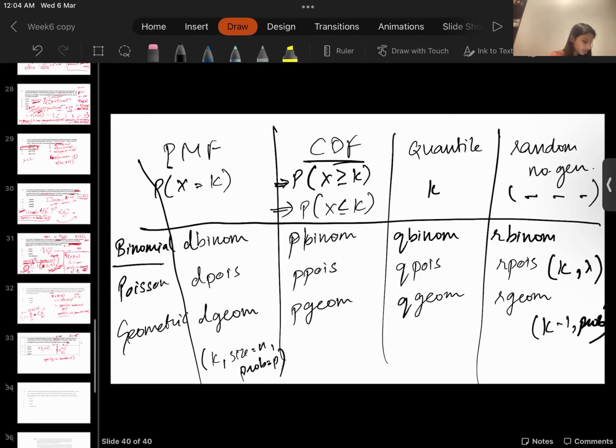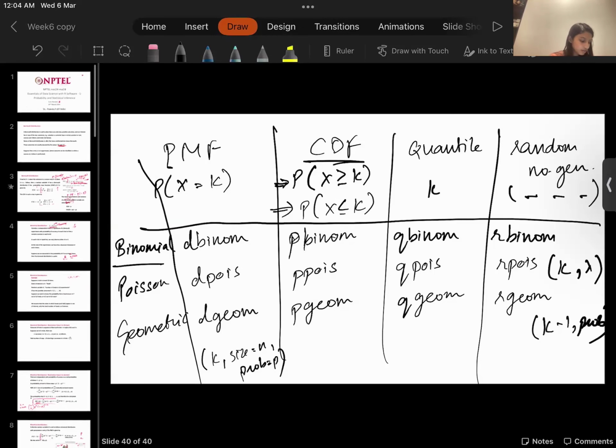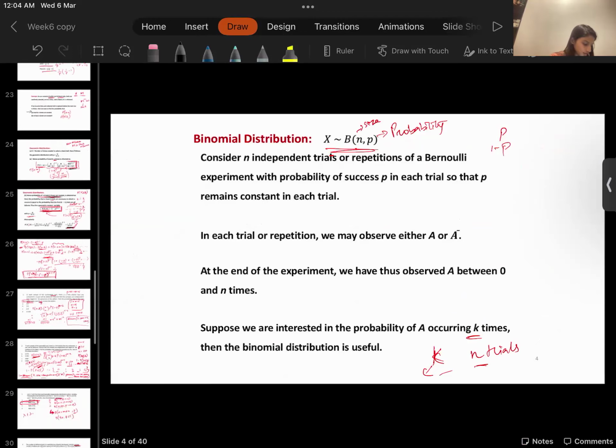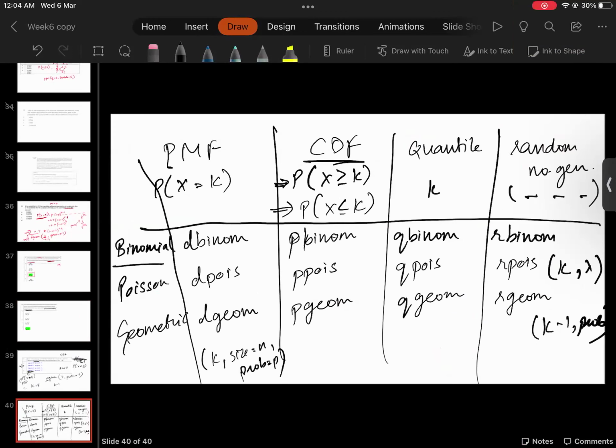This week's assignment will also follow similar patterns. Ma'am, could you give one example for quantile? Any one example under binomial or Poisson? Okay, qbinom. Let me share my screen.